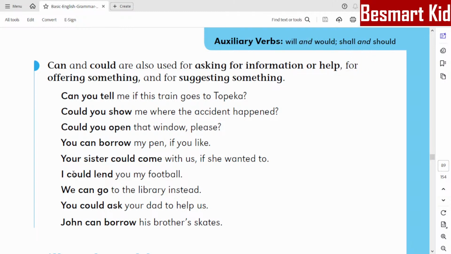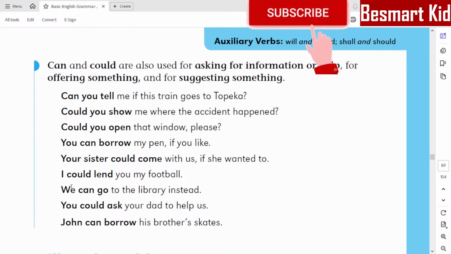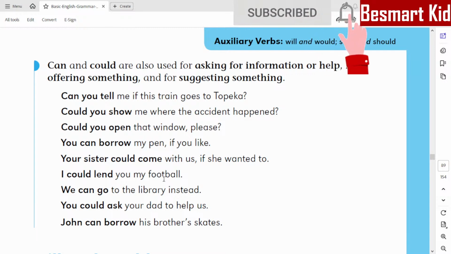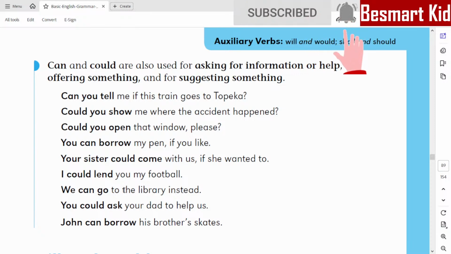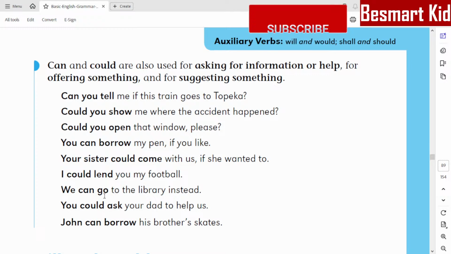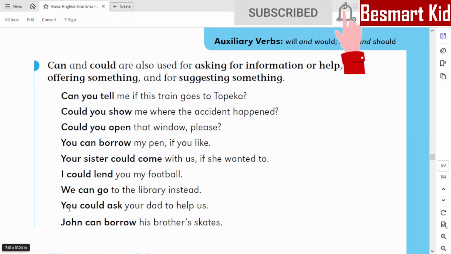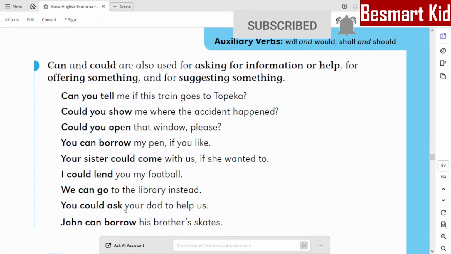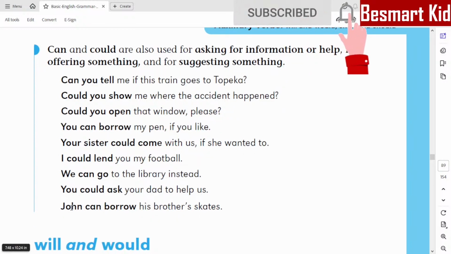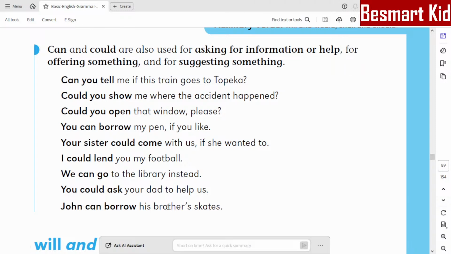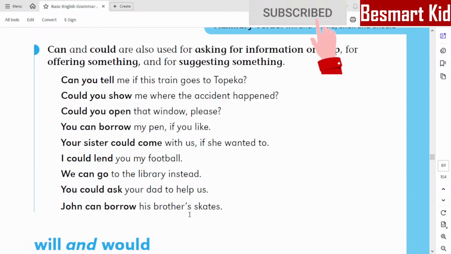Your sister could come with us if she wanted to. I could lend you my football. We can go to the library instead. You could ask your dad to help us. John can borrow his brother's skates.